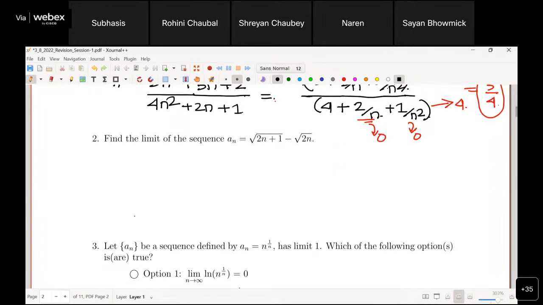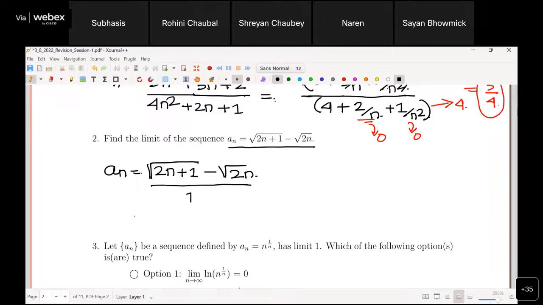Okay, let me do this one. As many of you suggested, we need to rationalize this thing. This is my sequence, the square root of 2n plus 1 minus the square root of 2n. I can rewrite this as over 1. So I'll multiply the denominator, as well as the numerator, with this thing, root 2n.